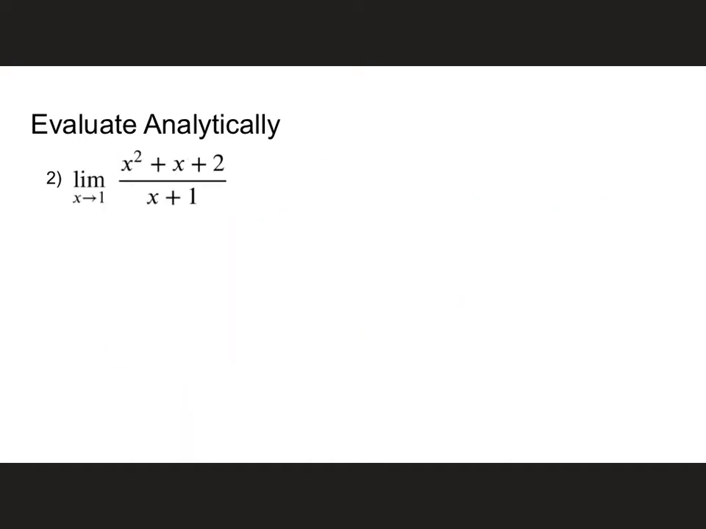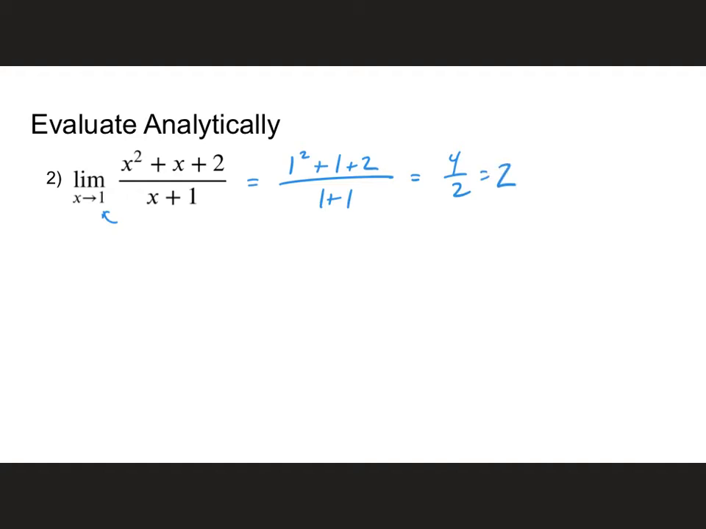Okay, the limit as x approaches 1 of x squared plus x plus 2 over x plus 1. Because I'm approaching 1, there's nothing weird happening to this function at 1. Negative 1 would be a different story, but not 1. 1 is perfectly okay. So I'm just going to plug 1 into my equation. So I get 1 squared plus 1 plus 2 over 1 plus 1. I evaluate that, simplify it down, and come up with the answer of 2.